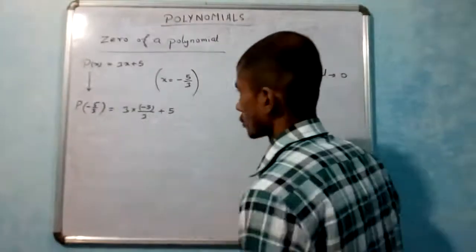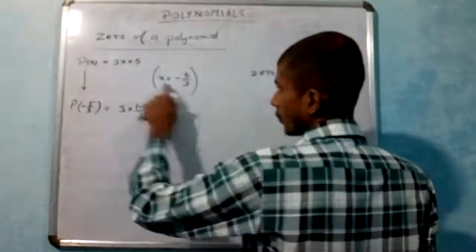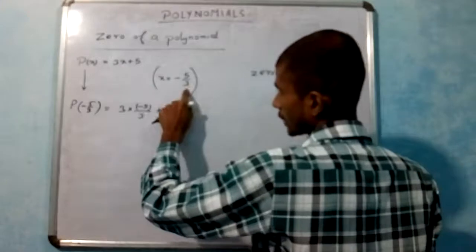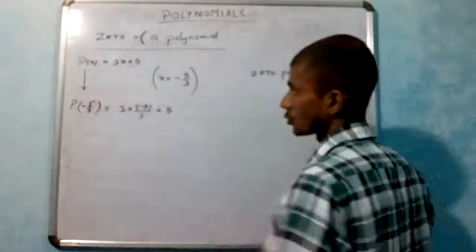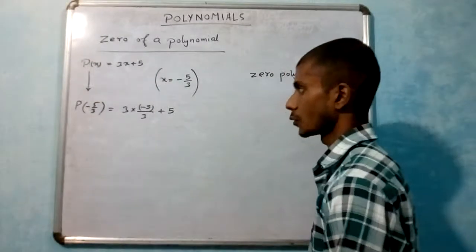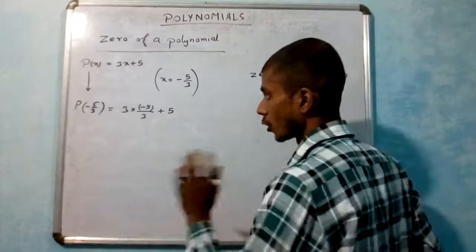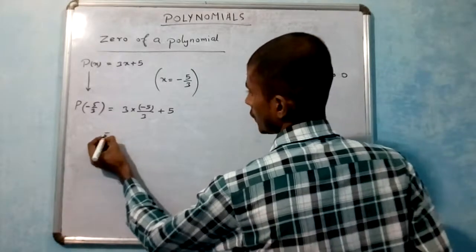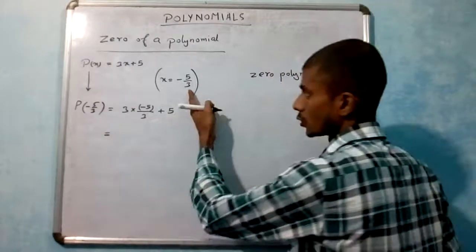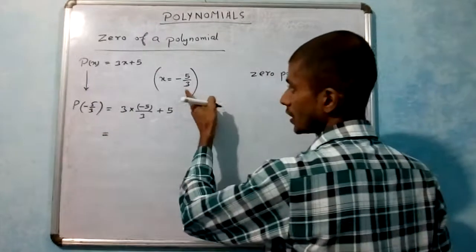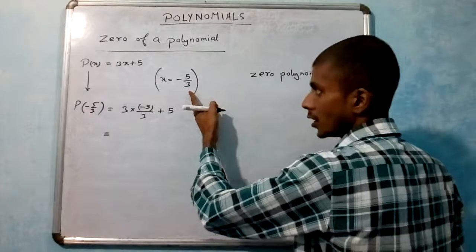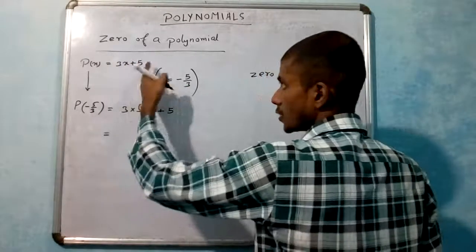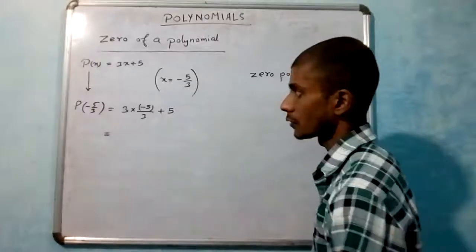So I am finding p of minus 5 by 3. That means I am substituting minus 5 by 3 in place of x and checking whether it comes equal to 0 or not. That only I am doing right now. Just observe what we are doing here. I told you this is a zero. Now we are checking whether it really is a zero or not, meaning whether this value will really make the complete expression 0 after substitution. That we want to see.